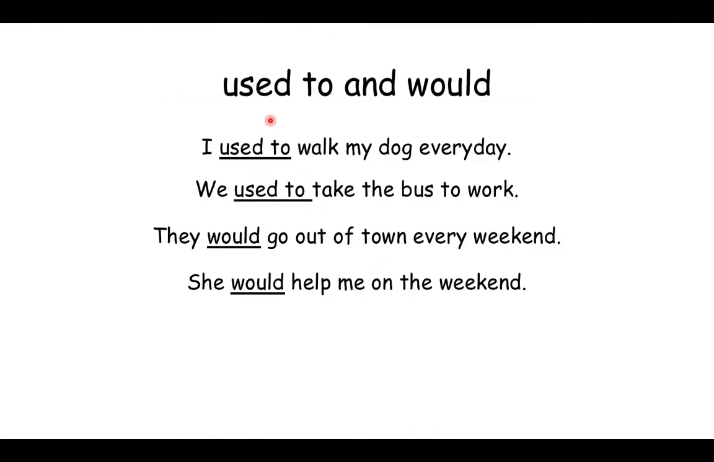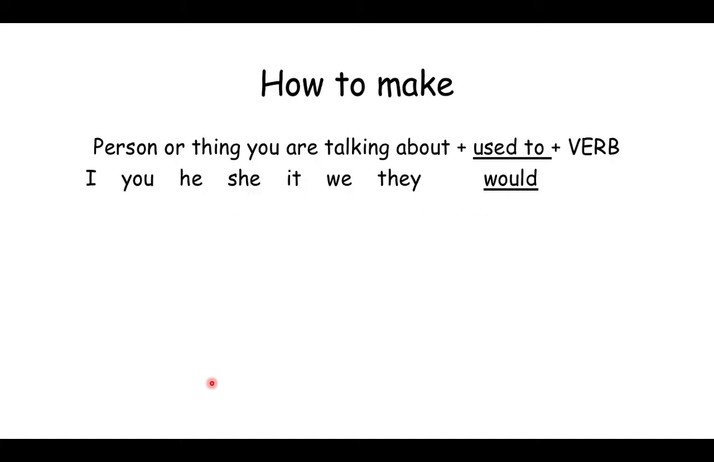So, used to and would are different ways to talk about the past. Like, I used to walk my dog every day. Or, we used to take the bus to work. Or, they would go out of town every weekend. She would help me on the weekend. So all of these are talking about the past. So this is how you make it.